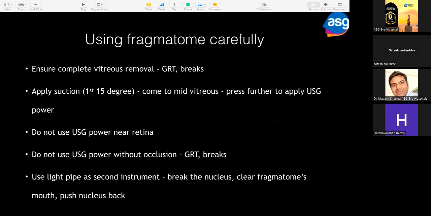The thing about the fragmentome is that it actually makes your surgery very easy. But you have to keep in mind certain pointers. If you don't, then it can absolutely destroy your surgery. The first and foremost thing before you enter the vitreous cavity with your fragmentome is to ensure complete vitreous removal. This is also a point of discussion in a vitrectomy with lensectomy: whether you need to do a complete vitreous removal, whether you need to induce PVD. But I don't think that discussion applies when you're using a fragmentome.